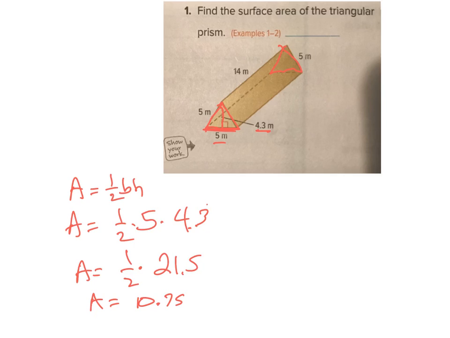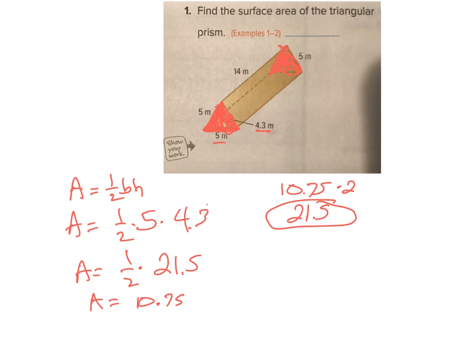Now, because I want that for this one and this one, I take it times 2. So I'm going to do 10.75 times 2. Okay, that gets me 21.5. Cool. So I'm going to keep that in red because this is the full area of this one here and this one here.